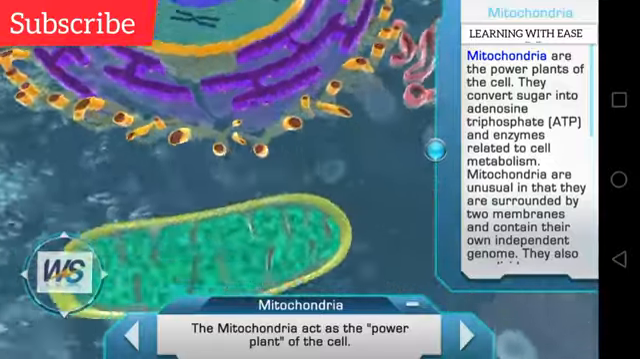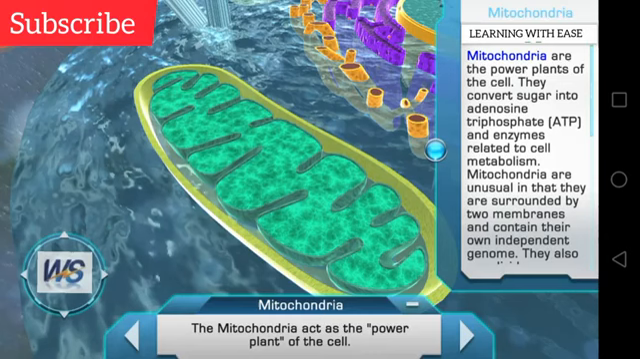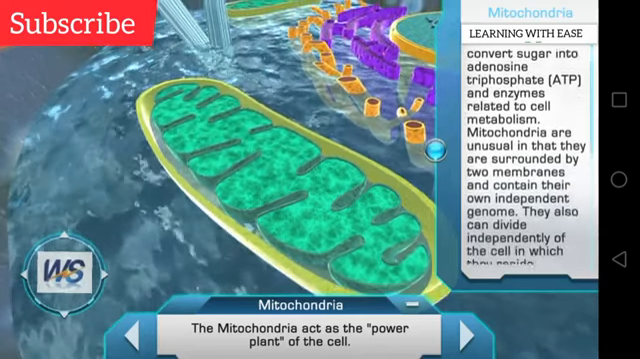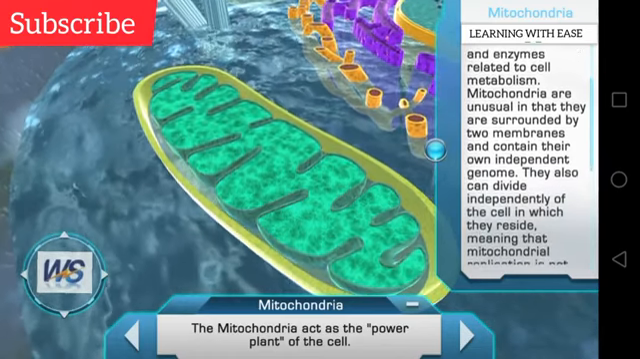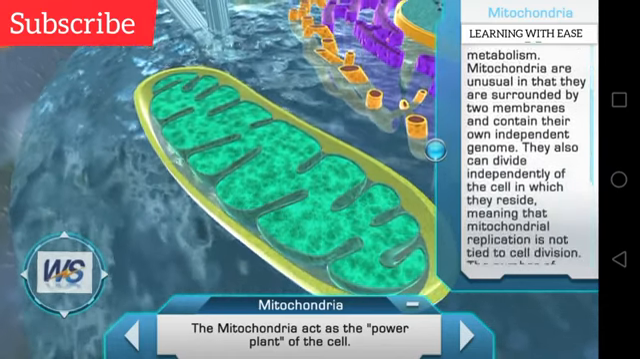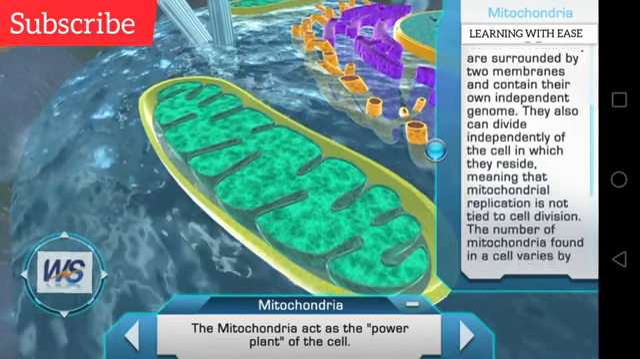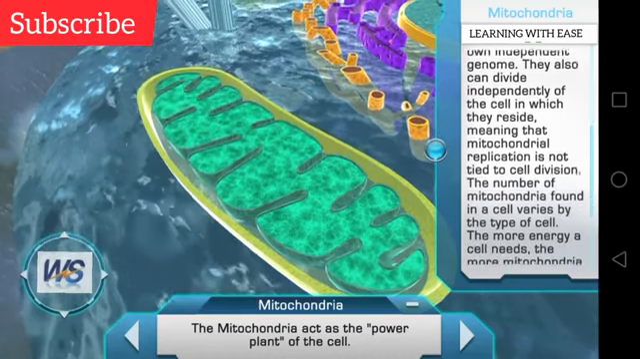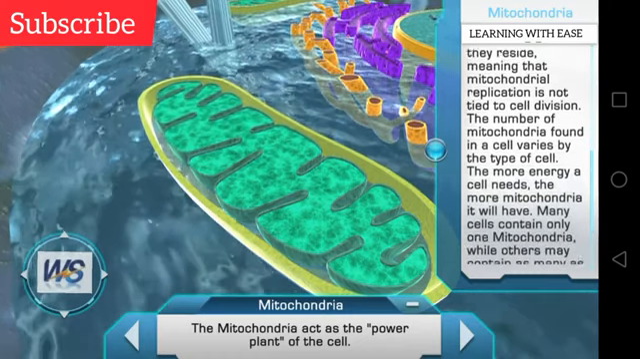Mitochondria are the power plants of the cell. They convert sugar into ATP and enzymes related to cell metabolism. Mitochondria are unusual in that they are surrounded by two membranes and contain their own independent genome. They also can divide independently of the cell in which they reside, meaning that mitochondrial replication is not tied to cell division.